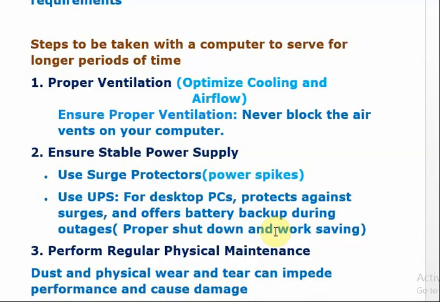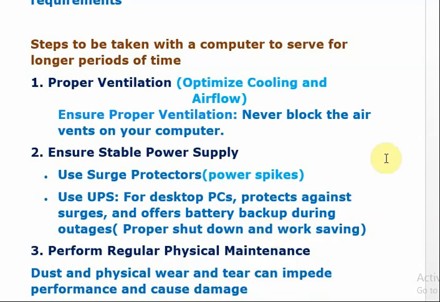Then UPS, uninterrupted power supply. One main advantage is that while working, at least we should be able to save our work. With a sudden power outage, everything will actually be lost. So even if it is a 5-minute UPS, we can save our documents. That depends on your requirement. You can select the UPS rating. Certain UPS units can run for hours, right? And at the same time it protects against surge also.